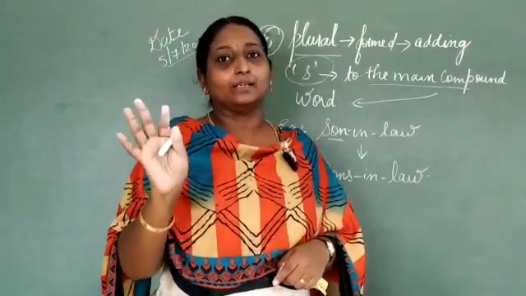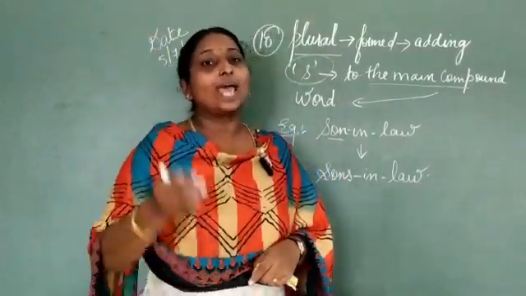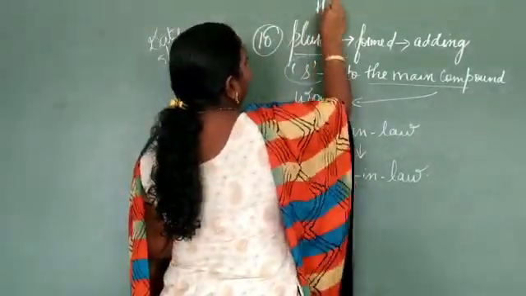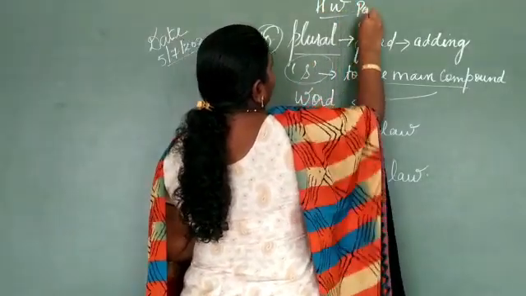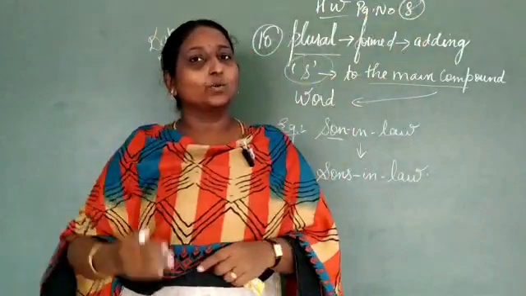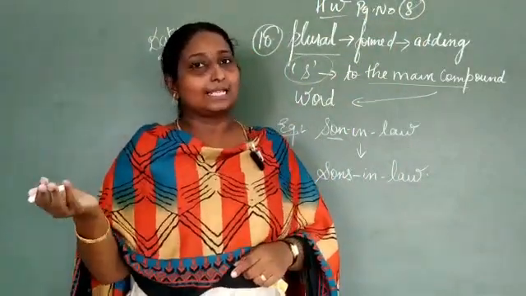Just write these two definitions in your English grammar notebook with a pen, and just go through my video and read page number 8 once again. It's homework for you. Read page number 8, all the 10 rules, so it will be easy for you to understand the exercise.